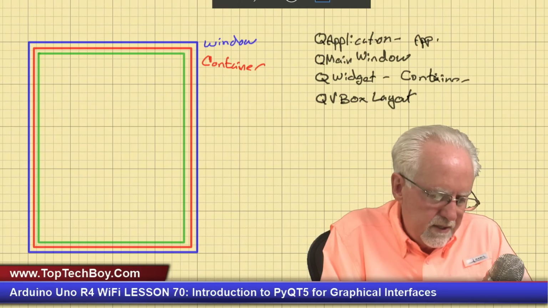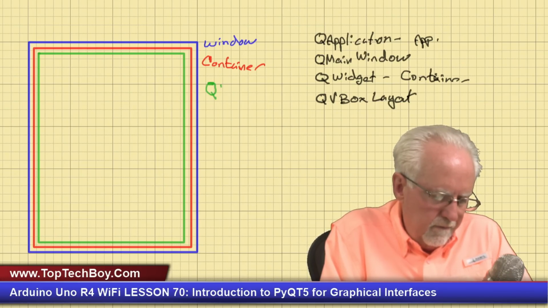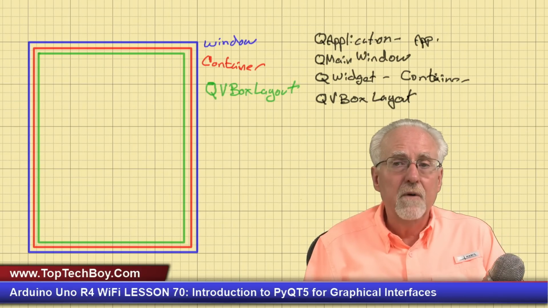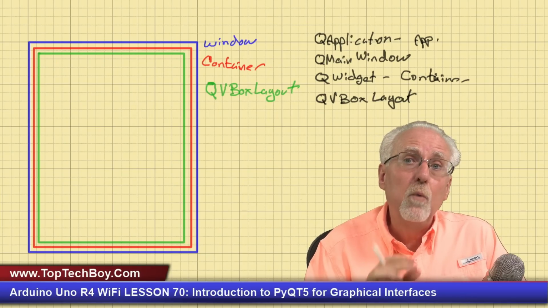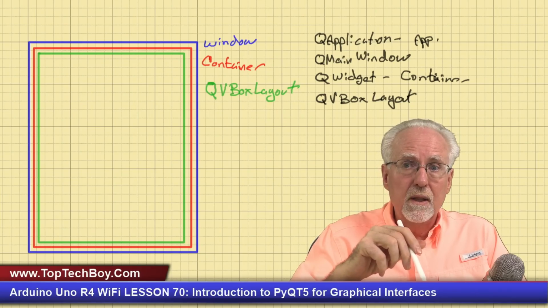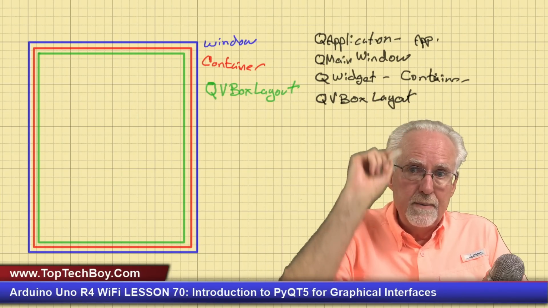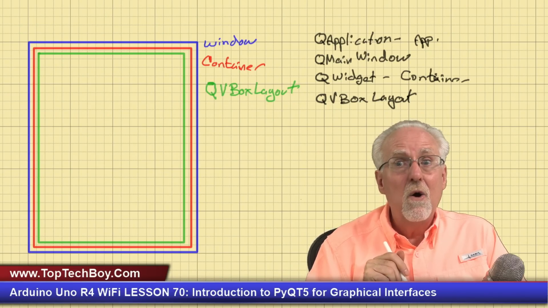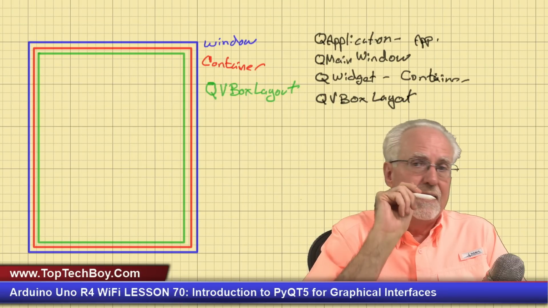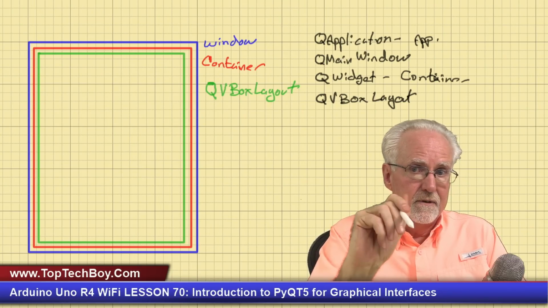Okay, so this is going to be my QVBoxLayout. Okay, and that V means vertical. Now I've got my layout box, I can begin to put my widgets in it. And since I said vertical, if I put 3 buttons, it would be button 1, button 2, button 3, like that. Okay, if I'd put QHBoxLayout, then my widgets, my buttons would go in left to right, like that.